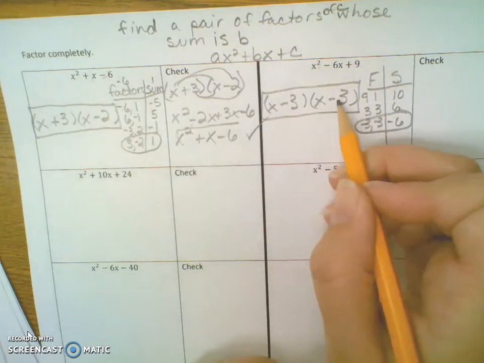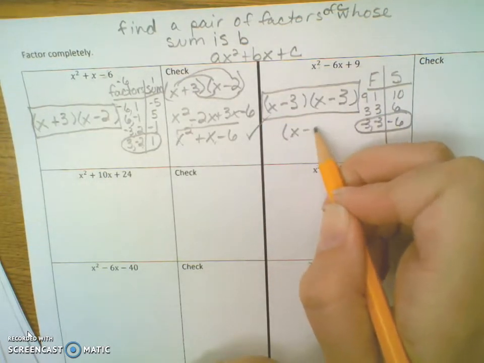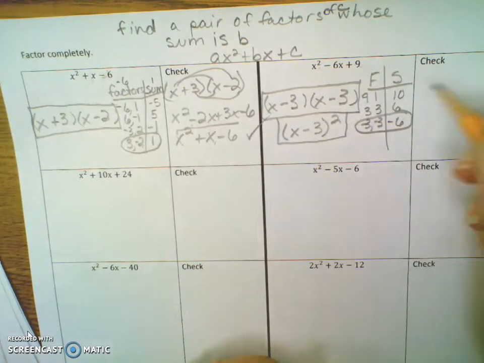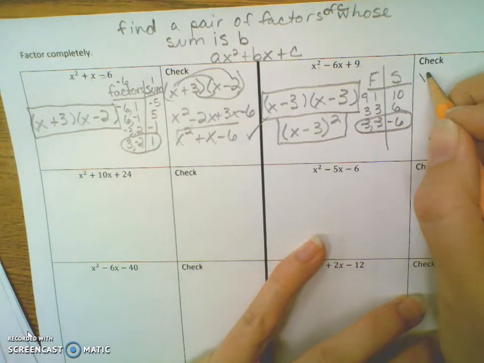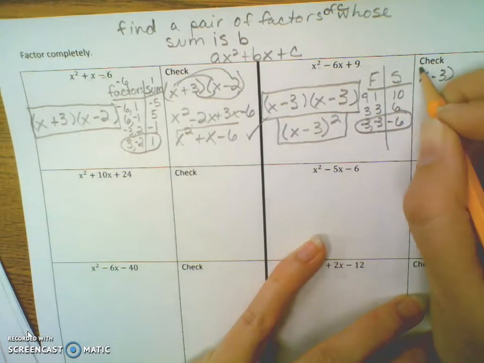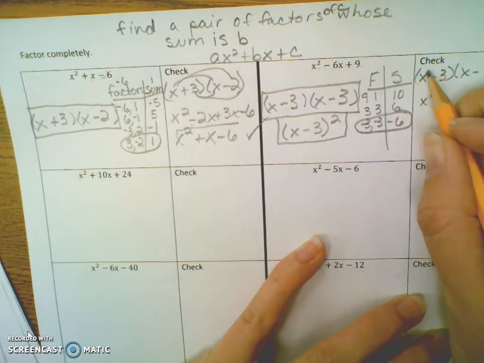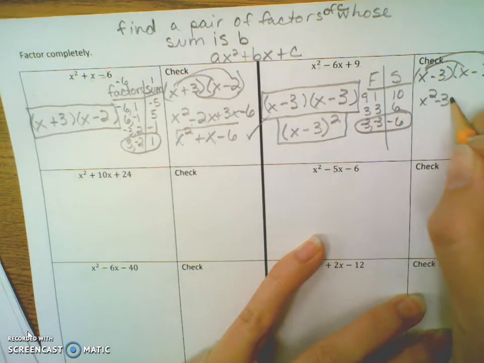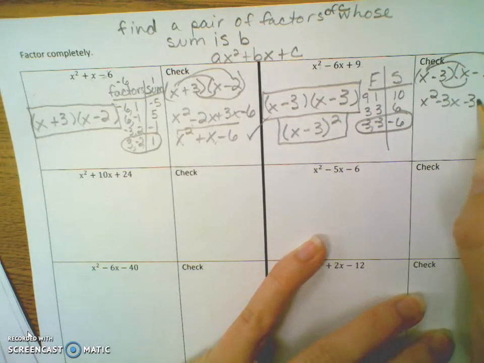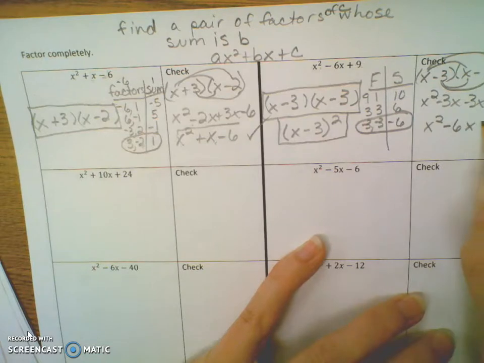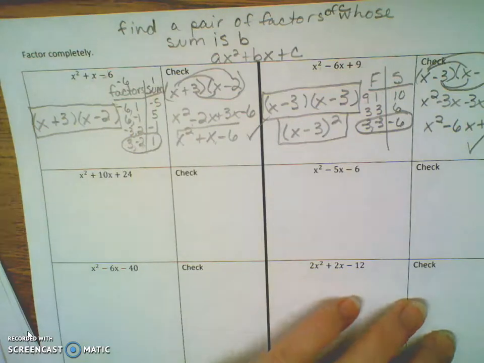Ooh, and this one I'm noticing they're the same, so I'm going to write it like this. You don't have to, it's just nicer looking. So then I'm going to do my check. X minus 3 times x minus 3: x squared, then -3x, -3x, and then -3 times -3 is +9. So I have x squared minus 6x plus 9, and that's what I had to begin with, so I'm good.